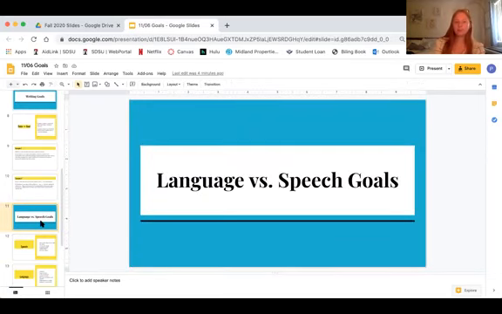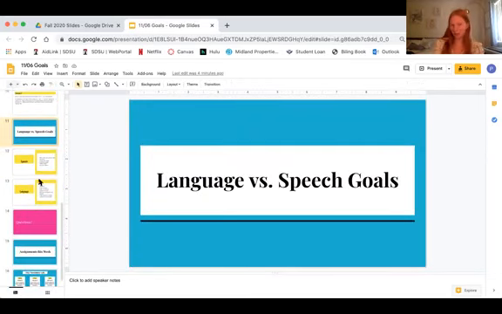So I just want to take a moment. I've hinted at this a couple times, the difference between language and speech goals. And I think that this overall is the most misunderstood topic of language facilitators when they first come to Rosa Parks and of society in general, right?